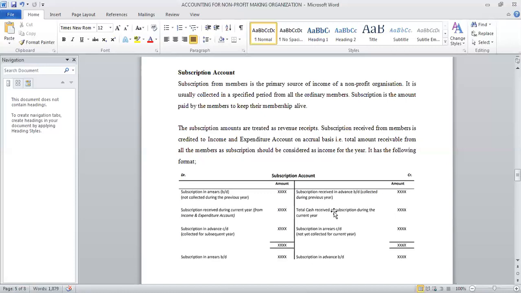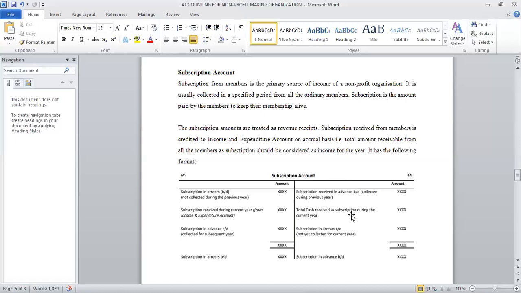What is in between these? This is the cash received. But what is here now? It is the amount of money that was meant for this year only now. And this is the figure that we are preparing the subscription account to determine. Students, when we are preparing the subscription account, this is the figure that we want to determine. All these will be given in the question, but this one will not be given. This is what you want to determine.